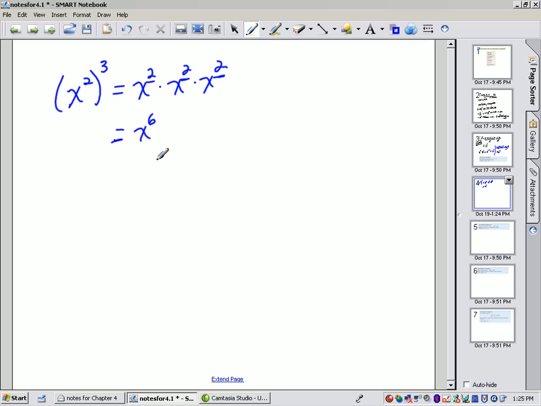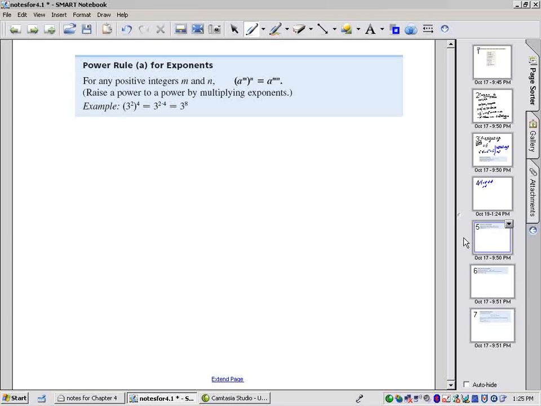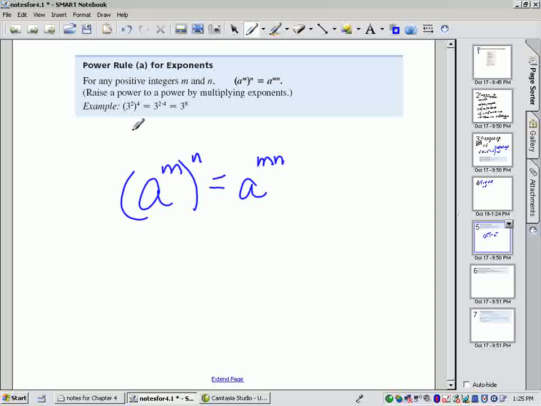So this brings about a rule that we can call the power rule. The power rule suggests this, that for any positive integers m and n, if a to the m is raised to the nth power, we get a to the m times n. Okay? So if we raise a power to a power, we multiply the exponents together. And again, notice that the base of the inside exponential expression stays the same.